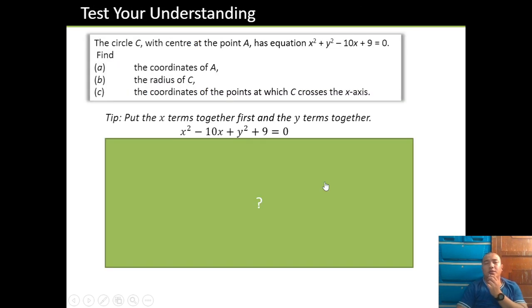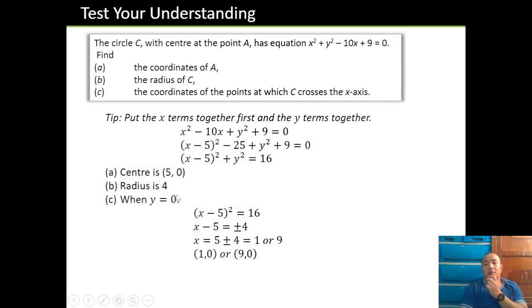Now, the circle C with center at the point A has the equation x squared plus y squared minus 10x plus 9 equals 0. Find the coordinates of A. Okay, that's the center. We want to use the formula negative 1/2 d. So (5, 0) is the center. Di ba? (5, 0) is the center. Radius is 4.